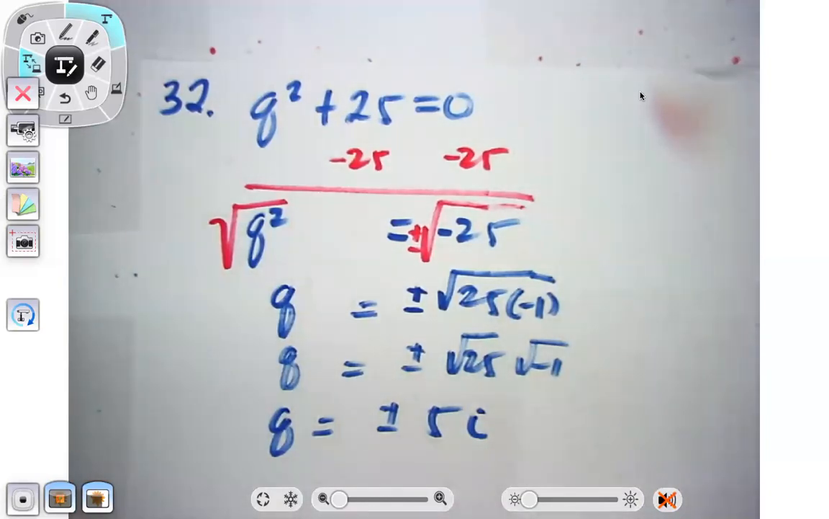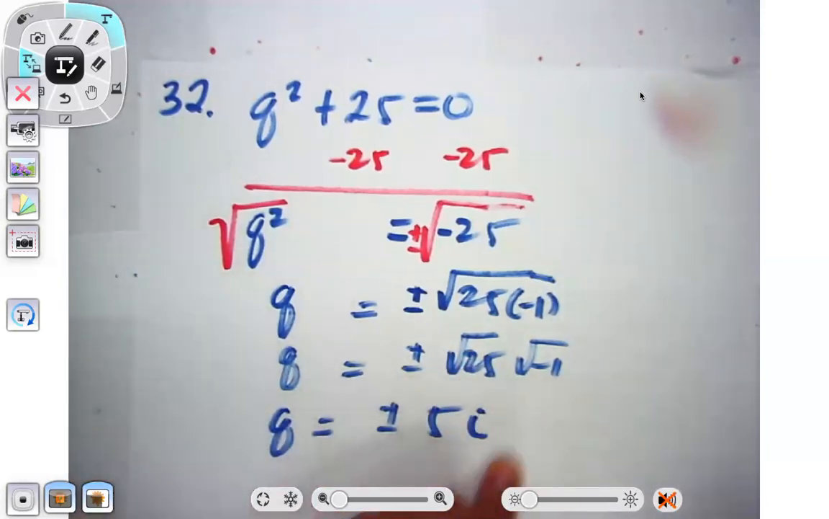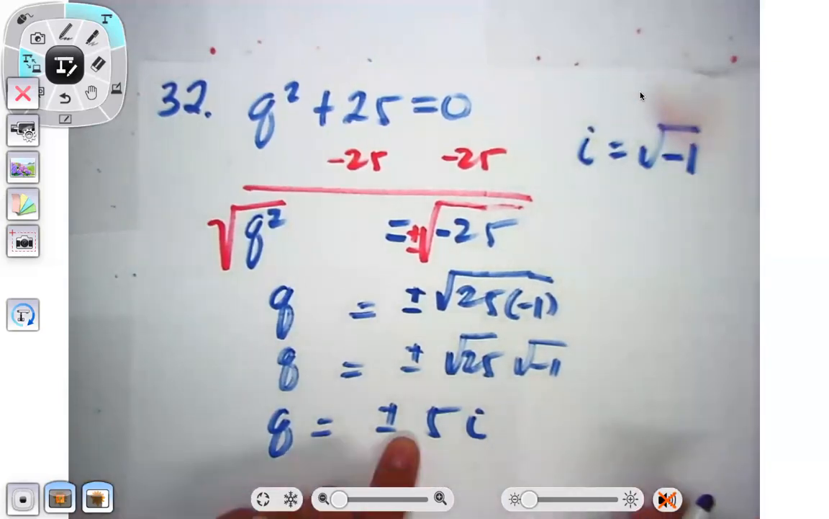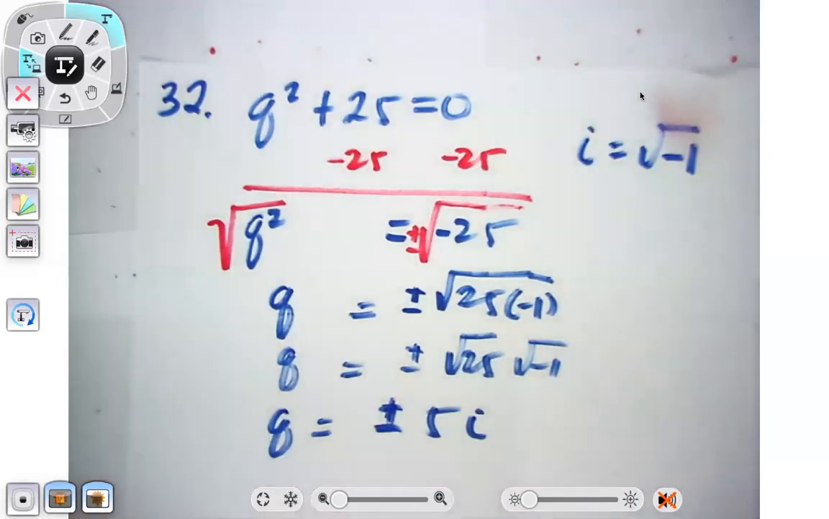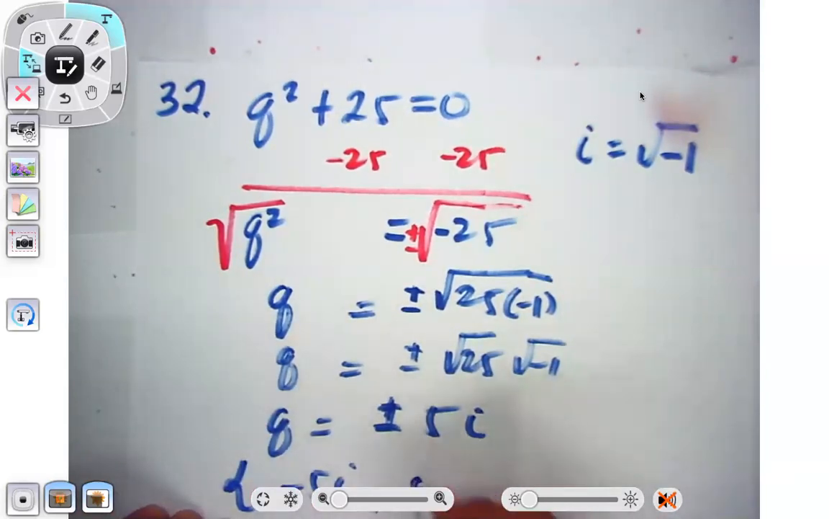Remember from yesterday, if you were here yesterday, but if you missed it, you can rewrite square root of negative 1 as i. Remember that i is equal to square root of negative 1. So we have positive, negative 5i. So your solution set would be negative 5i and 5i. That's our solution set.